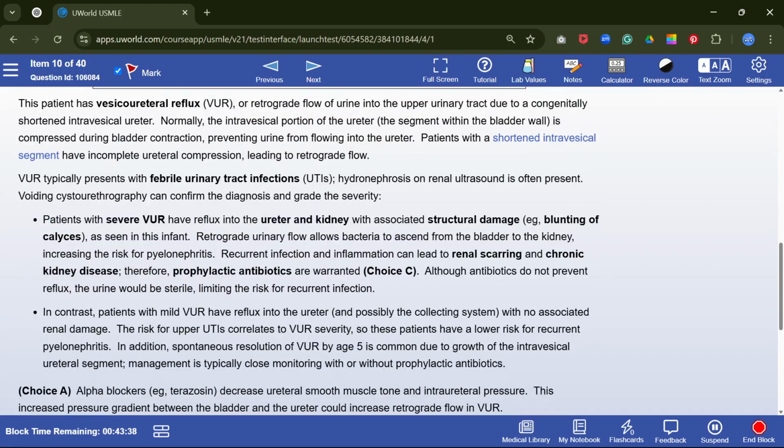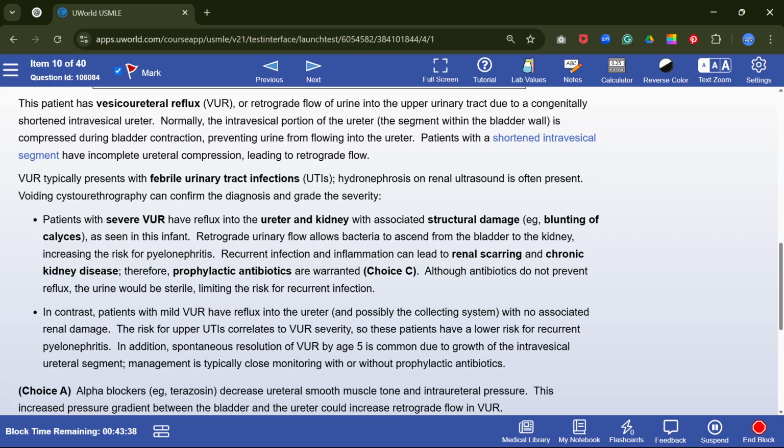This patient has vesicoureteral reflux, a retrograde flow of urine into the upper urinary tract due to a congenitally shortened intravesical ureter. Normally, the intravesical portion of the ureter, the segment within the bladder wall, is compressed during bladder contraction, preventing urine from flowing into the ureter. Patients with a shortened intravesical segment have incomplete ureteral compression, leading to retrograde flow.